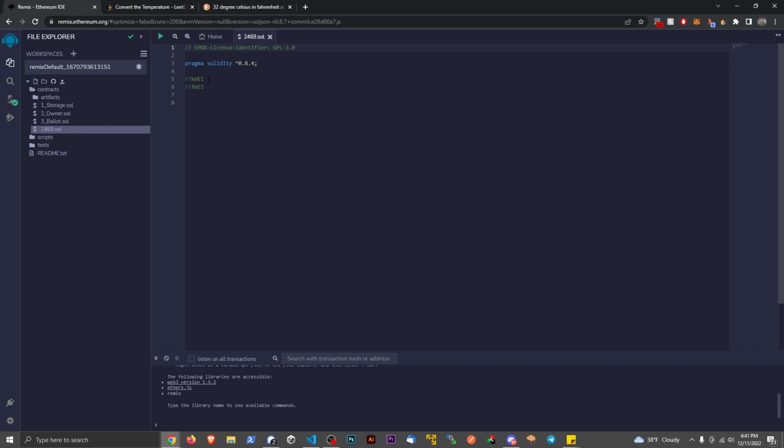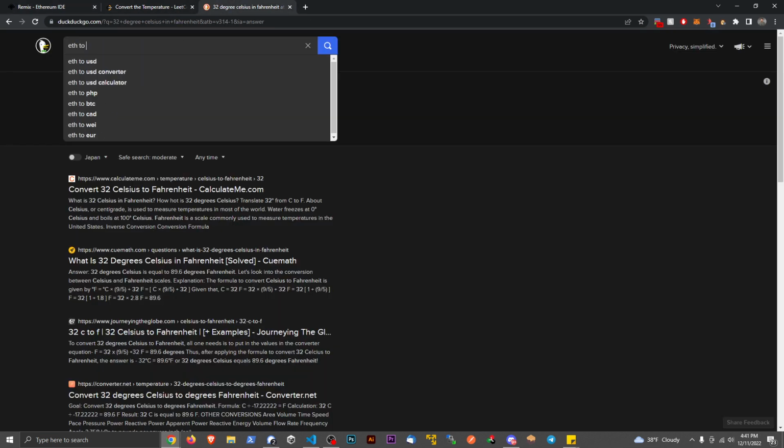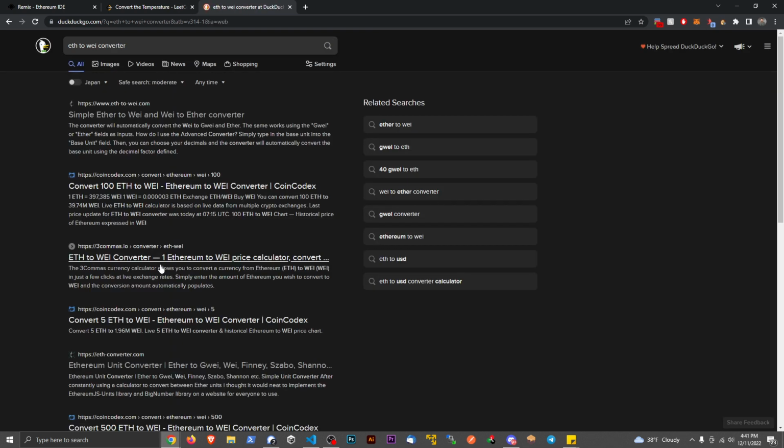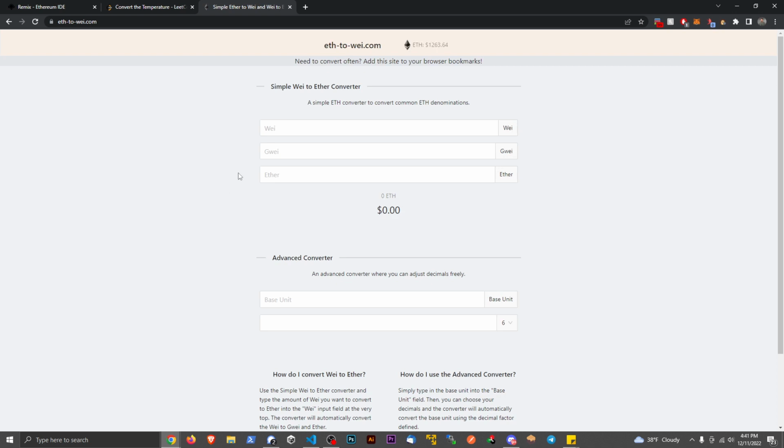A lot of times when you see contracts dealing with wei, it's something divided by 10 to the 18th power. If you're familiar with wei and Ethereum, if I just type in ETH to wei converter, 1 ETH is equal to 10 to the 18th power wei. So 1 ETH, 1, 2, 3, 4, 5, 6, 7, 8, 9, 10, 11, 12, 13, 14, 15, 16, 17, 18. That's how many wei per ETH.